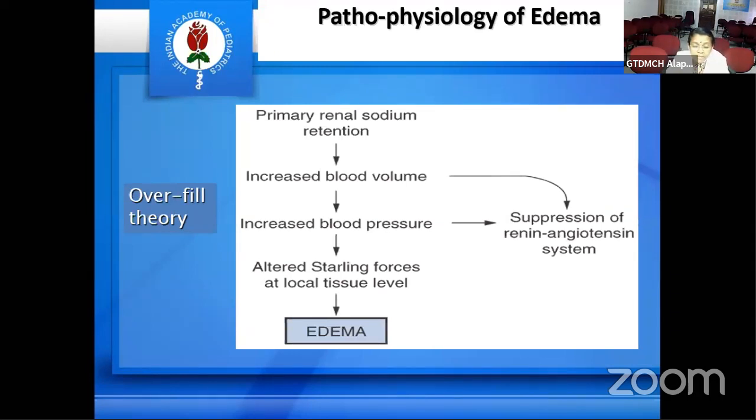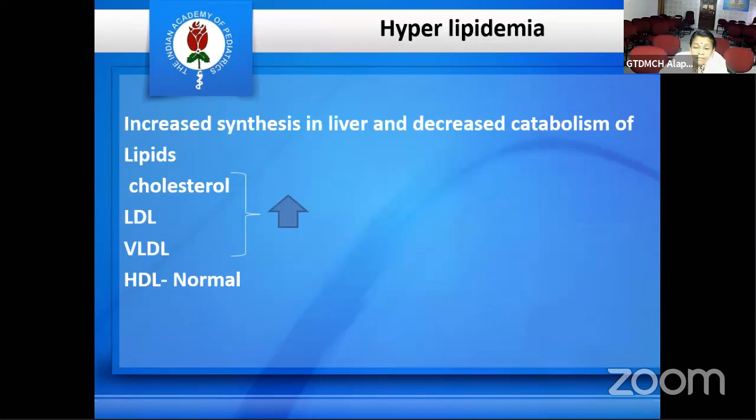Another mechanism that is being described is primary renal sodium retention in the distal tubules, which causes increased blood volume and increased blood pressure, altering the Starling's forces and causing edema. That is called the overfill theory. The other one is the underfill theory.